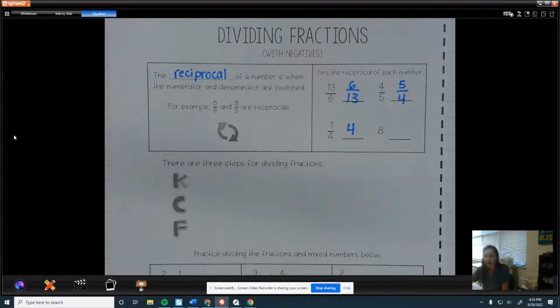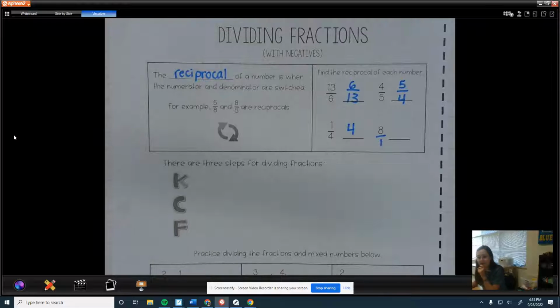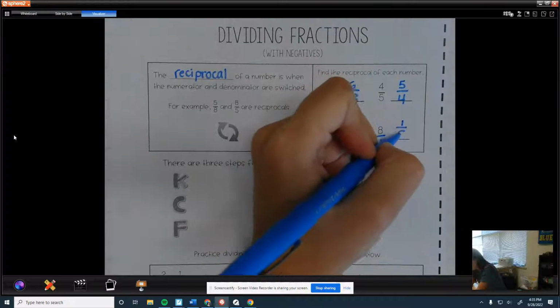And then let's see if anyone can figure out this one. The reciprocal of 8. Can stick a 1 under that, see if it makes it easier. Flip it, it would be 1/8.